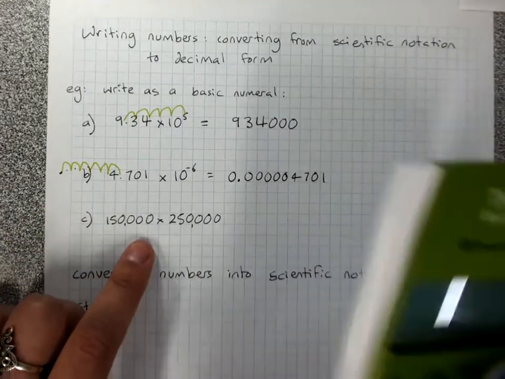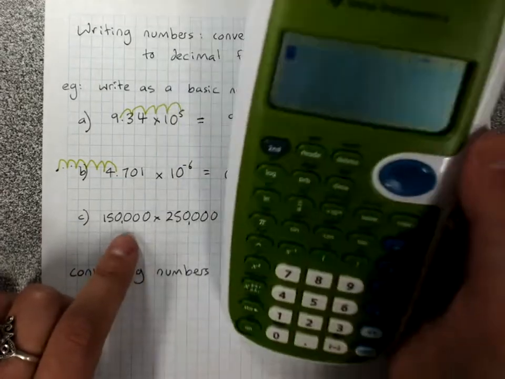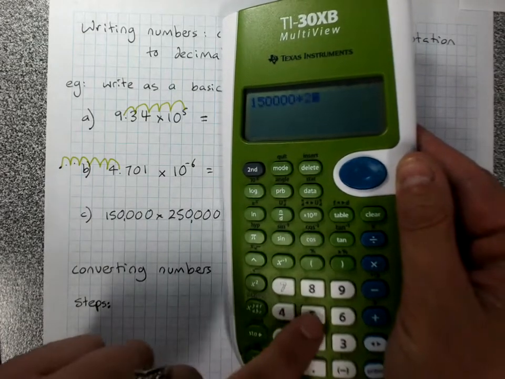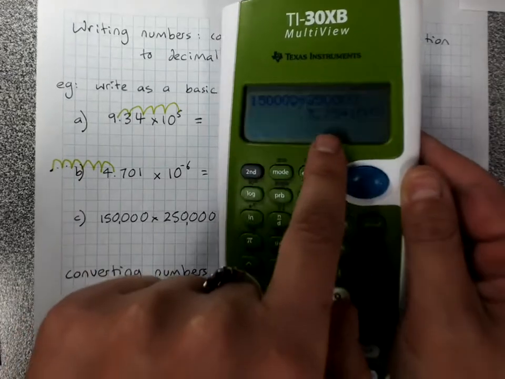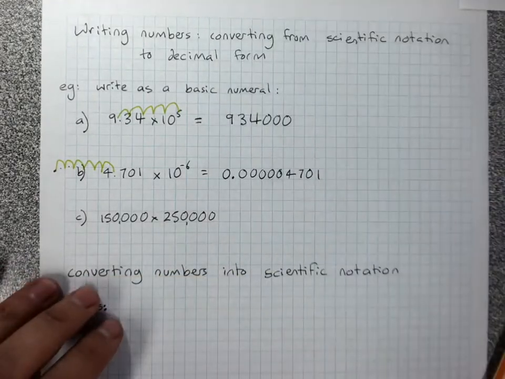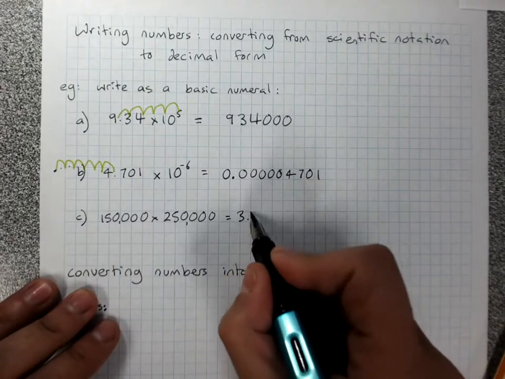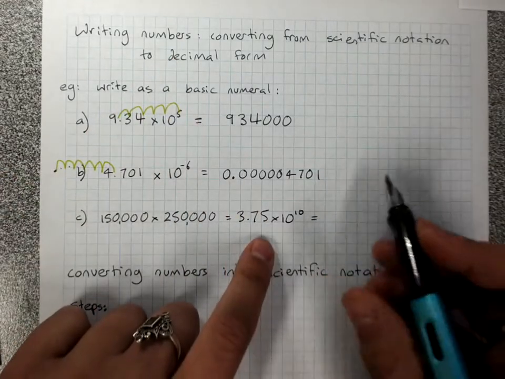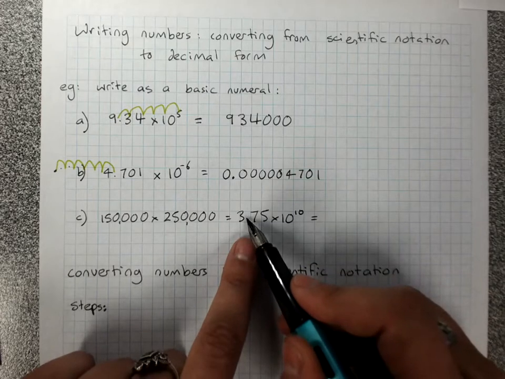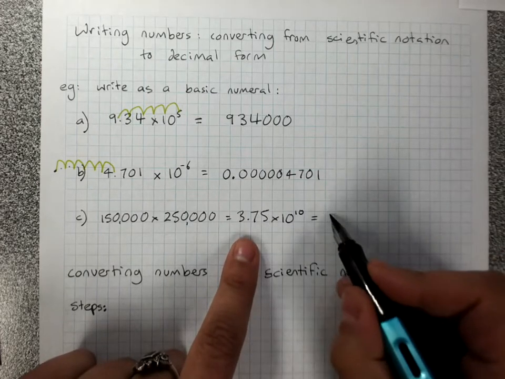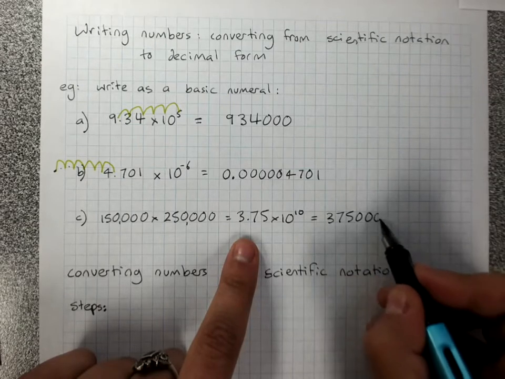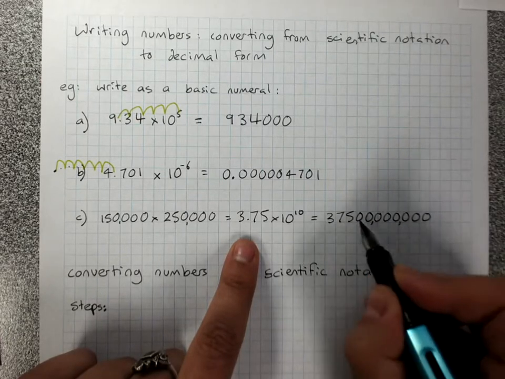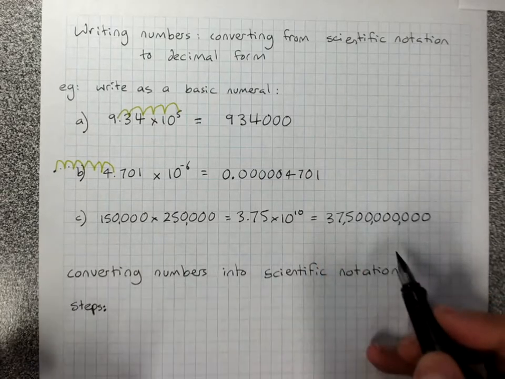Sometimes you'll need to convert when you get it on the calculator. So if I try doing this on the calculator, 150,000 times 250,000, it won't fit on the calculator, so it will give me scientific notation. If we then write down the answer, that's an acceptable answer, but I want this converted to decimal form. 10 to the 10 means I'm going to move my decimal point 1, 2, and another 8 zeros. If I want to put the commas in to make it easier to read, I start from here and put them in every 3, but they don't actually need to be there. Very large number.